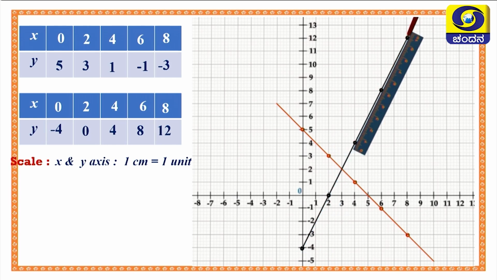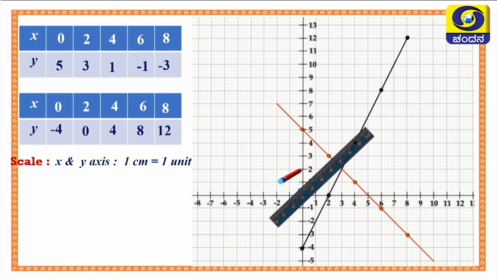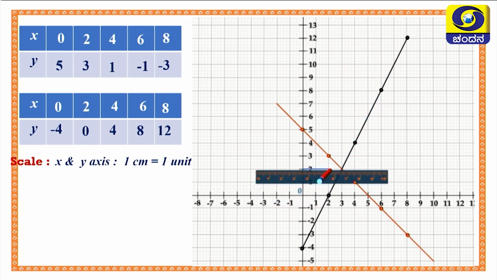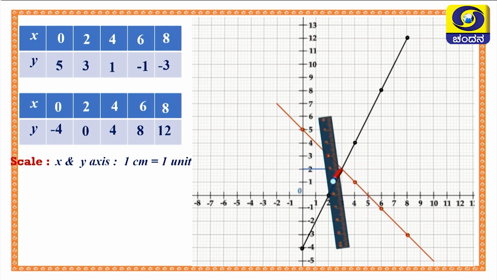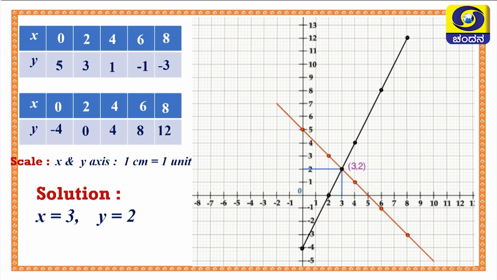Mark the intersection point. Where does the horizontal line meet the y axis and where does this perpendicular line meet the x axis, children? It will meet the x axis at the point 3 and meet the y axis at 2. So, the point is 3 comma 2. We get the solution x is equal to 3 and y is equal to 2.